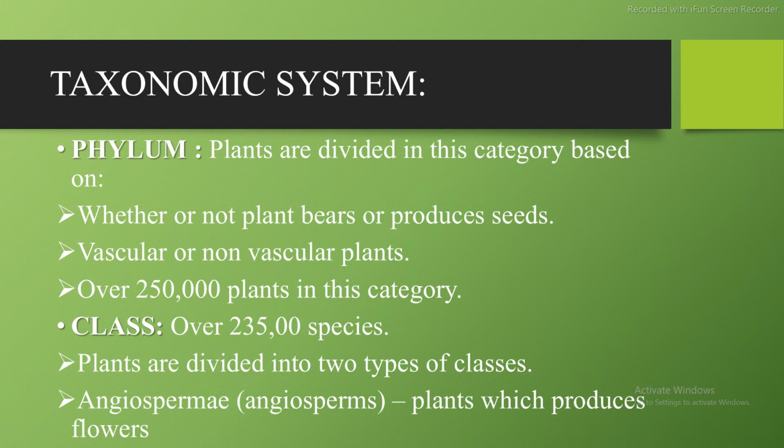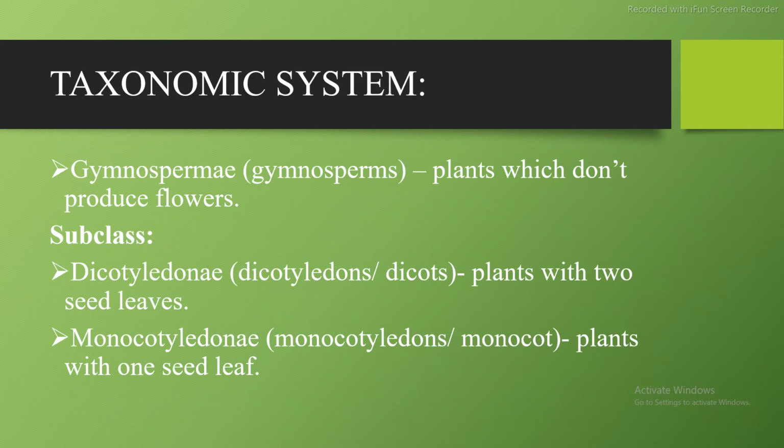Second is the phylum. Plants in this category are based on whether or not the plant produces seeds: vascular or non-vascular plants. About 2,50,000 plants in this category are present. Third is class. It includes about 23,500 species. The plants are divided into two types of classes. Number one is Angiospermae, also called angiosperms, the plants which produce flowers. Gymnospermae, or gymnosperms, the plants which don't produce flowers.